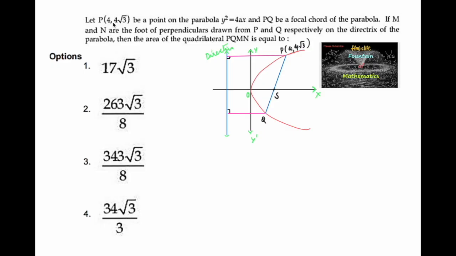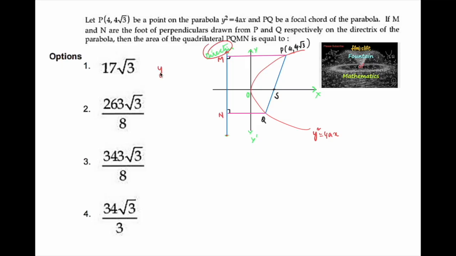Given point P (4, 4 root 3) be a point on the parabola y square is equal to 4ax, and PQ be the focal chord of the parabola, and if M and N are the feet of the perpendiculars drawn from P and Q respectively on the directrix, it's the directrix equation. Then the area of the quadrilateral PQMN we need to find.